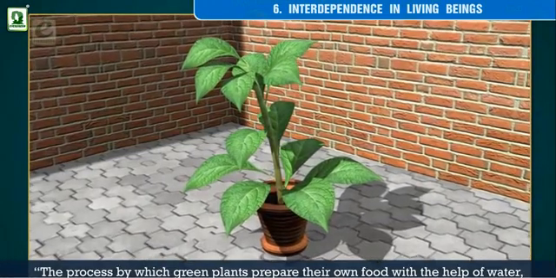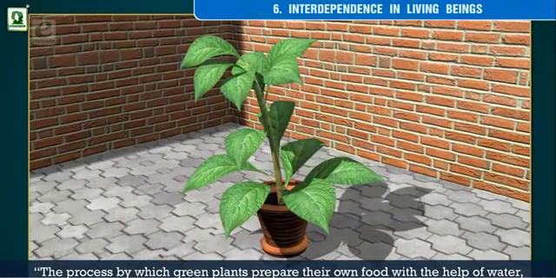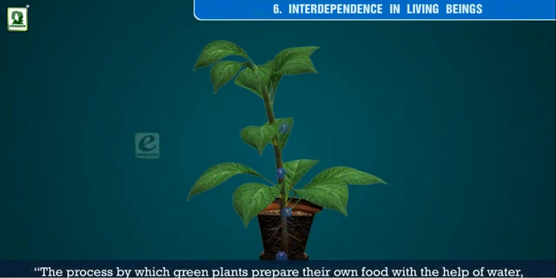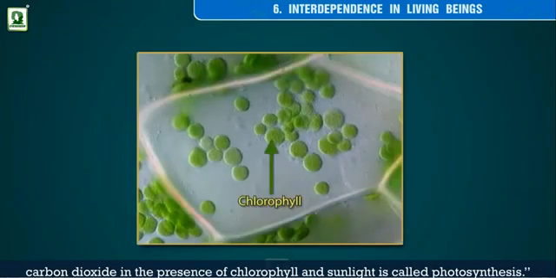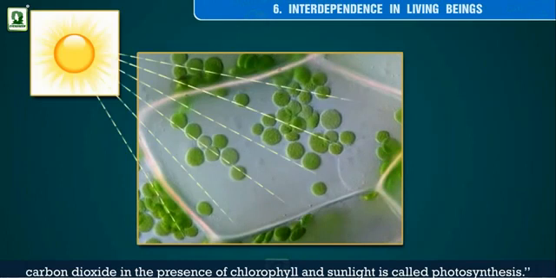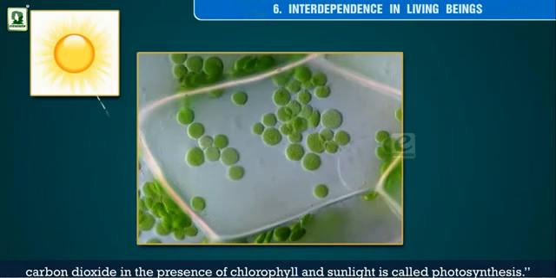The process by which green plants prepare their own food with the help of water and carbon dioxide, in the presence of chlorophyll and sunlight, is called photosynthesis.